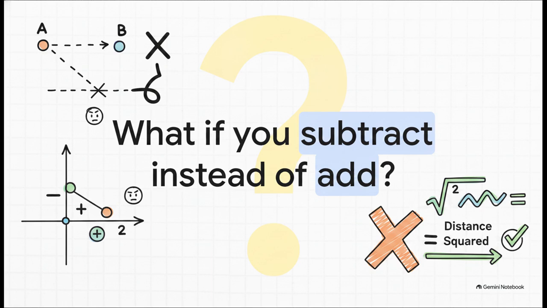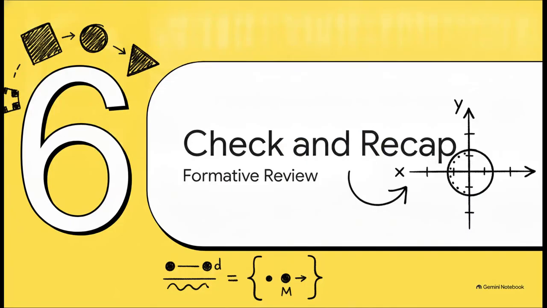On the flip side, what if you do all that beautiful algebra for the distance formula, but you just forget to apply that final square root at the very end? You're going to be left with the distance squared, which is going to be a massively oversized, totally incorrect answer. So always double-check your operations and never forget that final square root. Section 6. Formative check and recap.